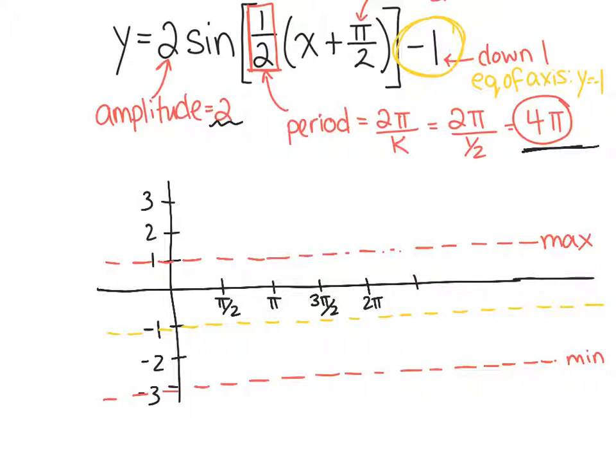what comes next? What's 2 pi plus pi over 2? 5 pi over 2? No. Yeah?